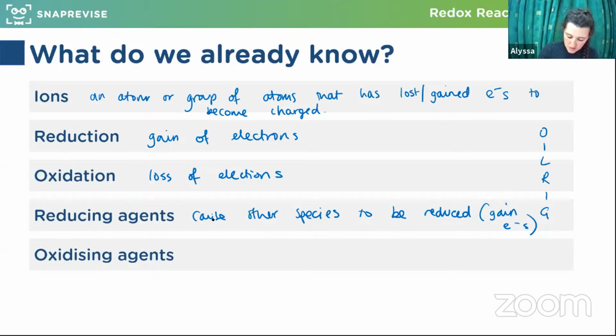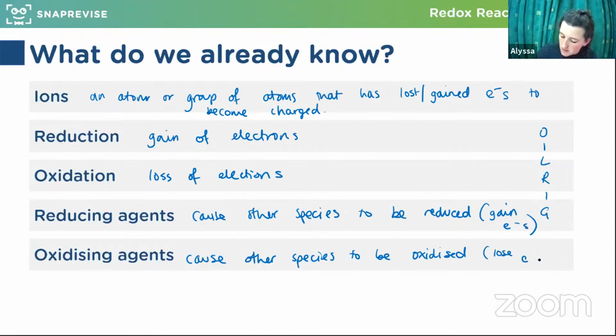Fantastic. And vice versa for oxidizing agents, they cause other species to be oxidized. They are an oxidizing agent. They are oxidizing something. And therefore, they themselves are reduced.